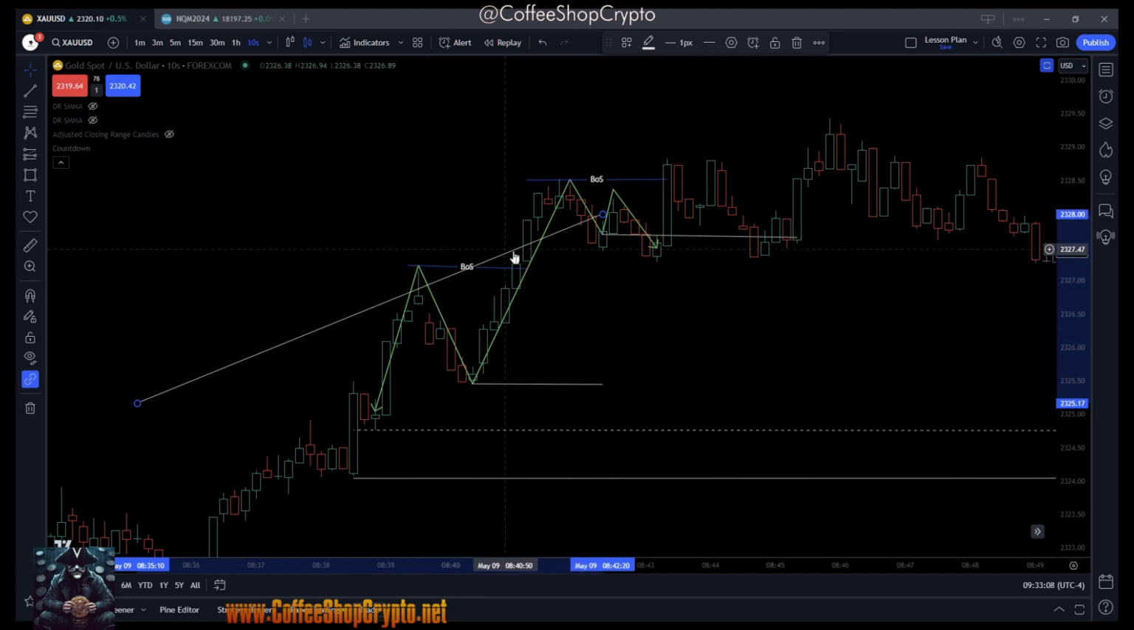So you break structure, and you have to wait for all of this to happen before you understand you have a new high. You can't have a high without having two lows.